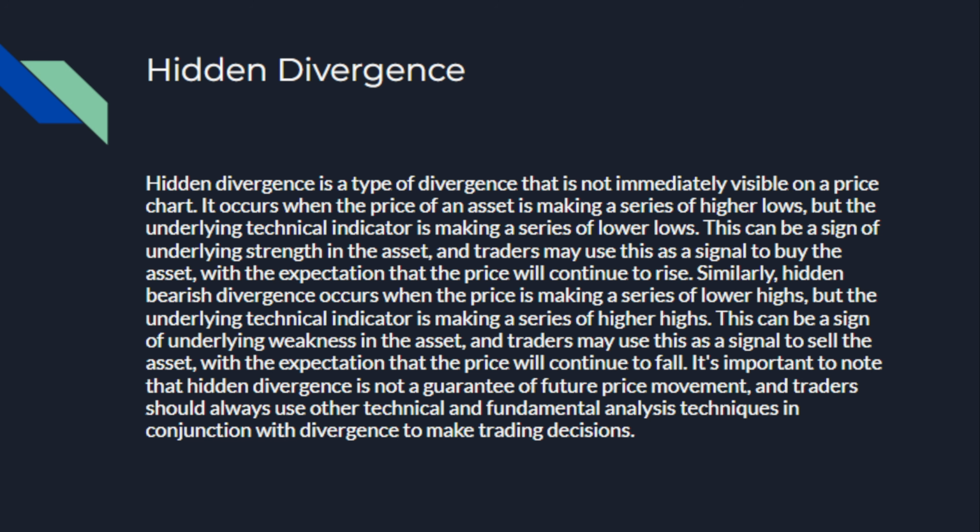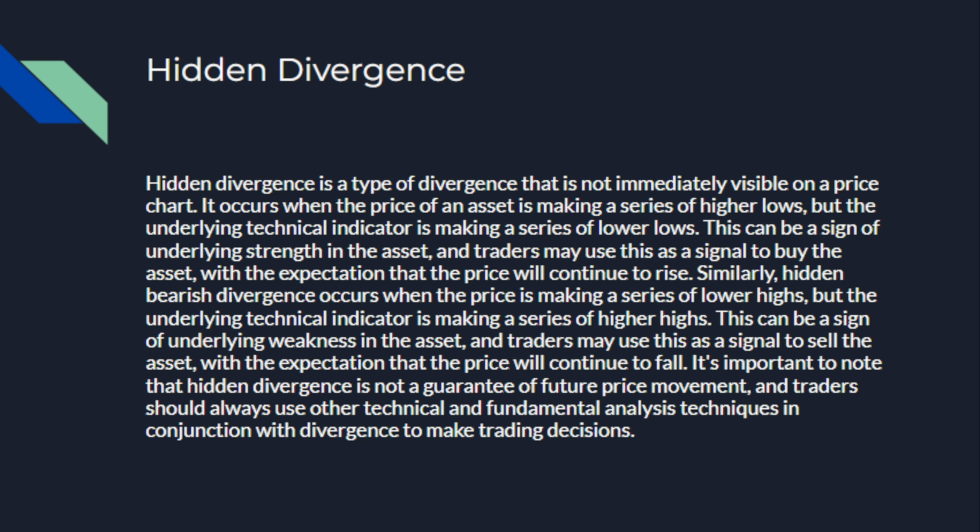And now here's one that you guys may not know about. This is hidden divergence. A hidden divergence is a type of divergence that is not immediately visible on a price chart. It occurs when the price of an asset is making a series of higher lows, but the underlying technical indicator is making a series of lower lows. This can be a sign of underlying strength in the asset, and traders may use this as a signal to buy the asset with the expectation that the price will continue to rise.